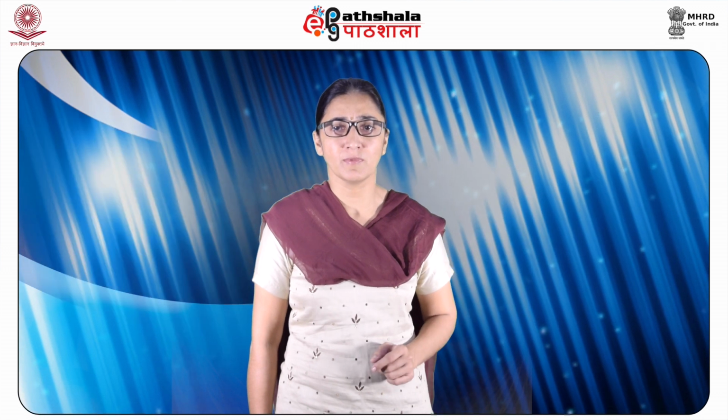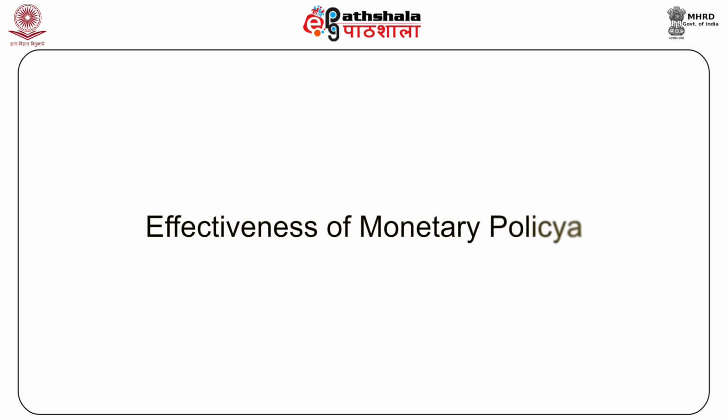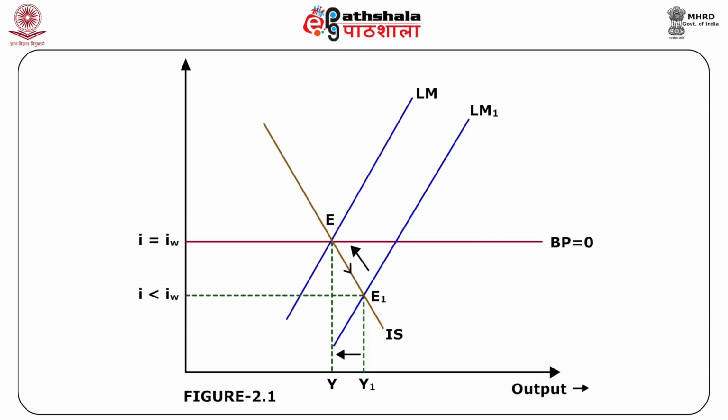So, let us first discuss the fixed exchange rate regime, and in this we can first discuss the effectiveness of monetary policy. We can see in figure 2.1 that the initial equilibrium is at E, at the intersection of the IS-LM schedules. At this point, external balance or balance of payment equilibrium is shown by the horizontal line, that is, the BP equal to 0 line, where there is equality between domestic and world rate of interest.